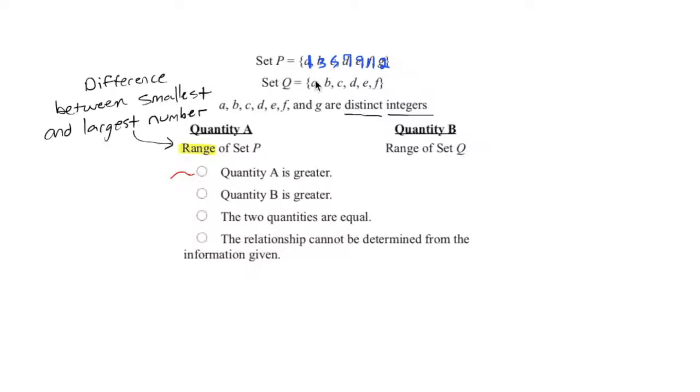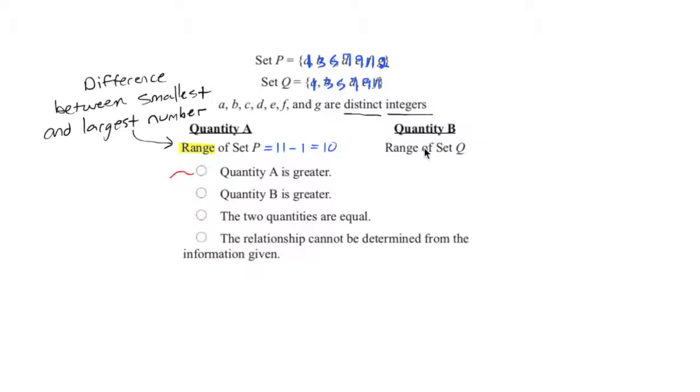Now, the rest of these, A is still 1, 3, 5, 7, 9, and 11, and now let's consider the range of set P. The range of set P is the largest number in P, which is now 11, minus the smallest number, which is 1. 11 minus 1 is 10. But the range of set Q is also 11 minus 1, which is also 10, of course. So we've created a situation where now the two quantities are equal. But both this situation and the one before operated within the rules of the problem. It cannot be both. Therefore, we must conclude that the relationship cannot be determined from the information given.